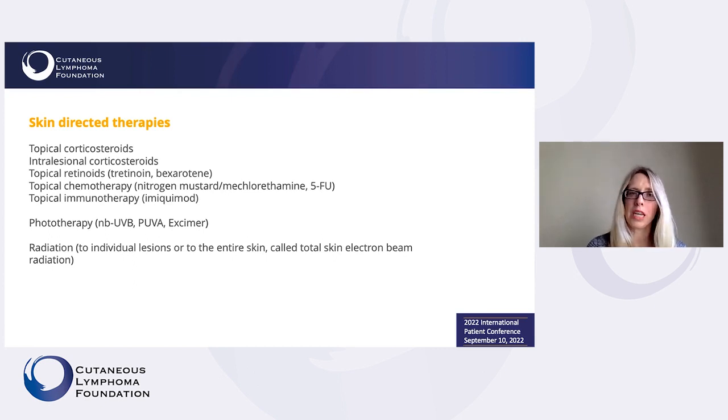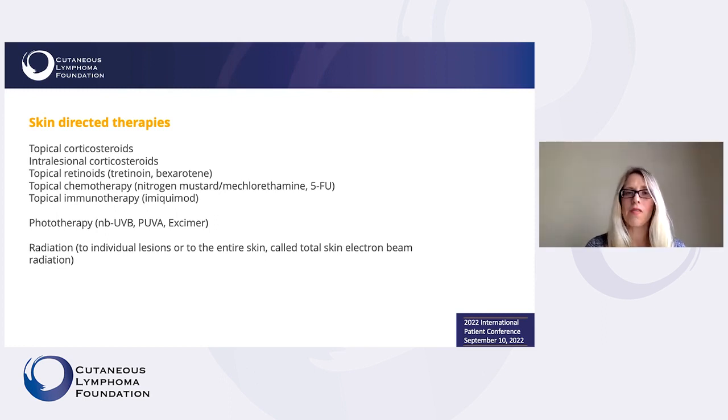We have topical chemotherapy, which are topical medicines that kill off cancer cells. This includes nitrogen mustard, which is also called mechlorethamine, and rarely we'll use a topical medicine called 5-fluorouracil. And then there's topical immunotherapy. That's a topical medicine that stimulates your immune system to fight off the cancer. The main one that's available is called imiquimod.